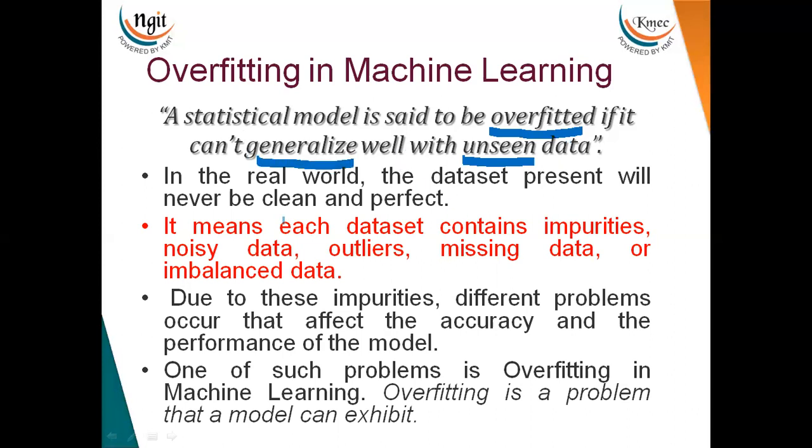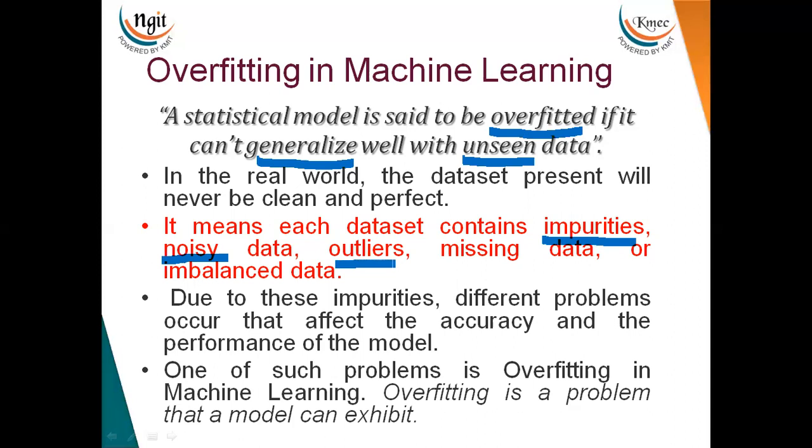So why has overfitting occurred? Because your data set is not clean. Why? Because it contains impurities. Impurities means the data is uncertain, randomness exists in the data. It contains unwanted, unrelated data, that is the noisy data. It contains outliers. Outliers means what?